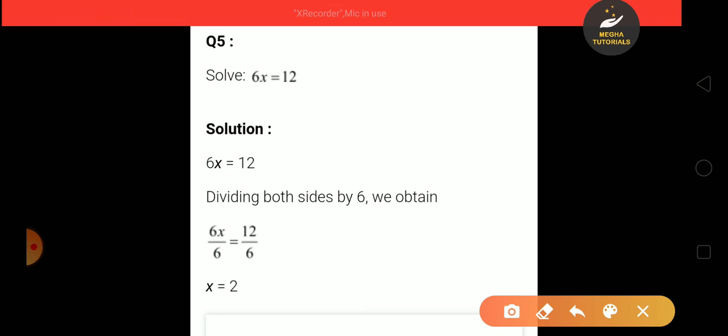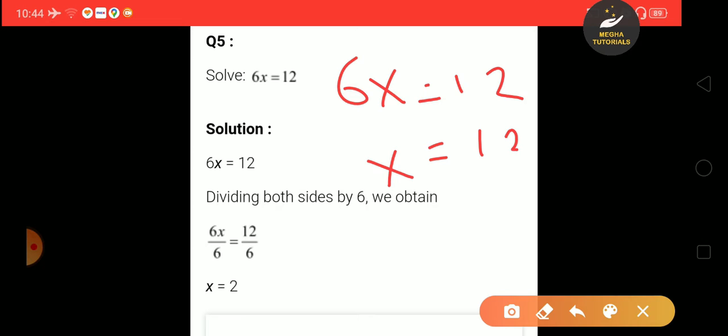Another method is you can transpose 6 on the other side. 6x is equal to 12. So transpose 6 on the other side. So we'll get 12 upon 6, that is x is equal to 2. So you can use any one method.